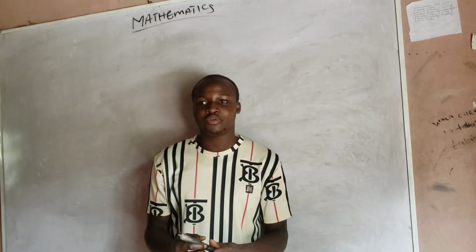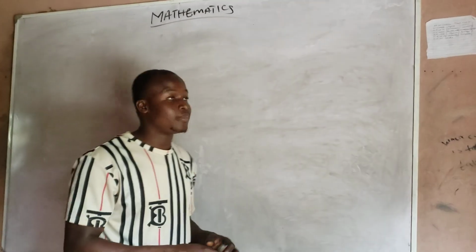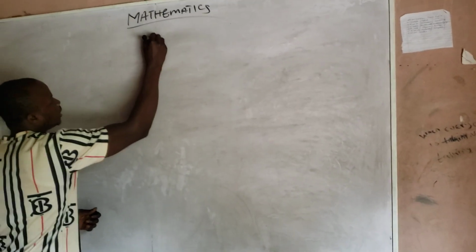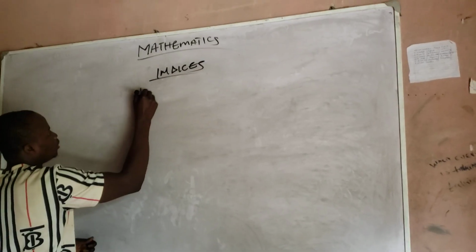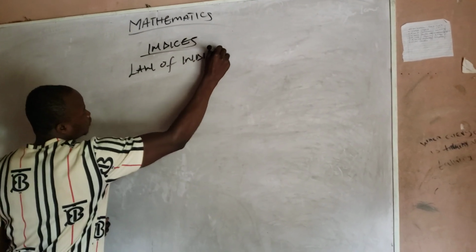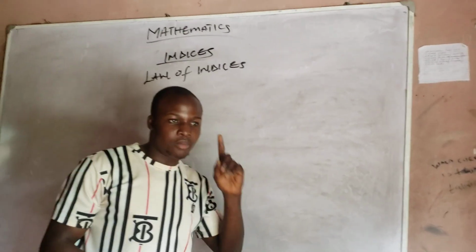In this video, we are going to start from where we stopped in our previous video. We are still on indices, still on the law of indices. We stopped at number 5.